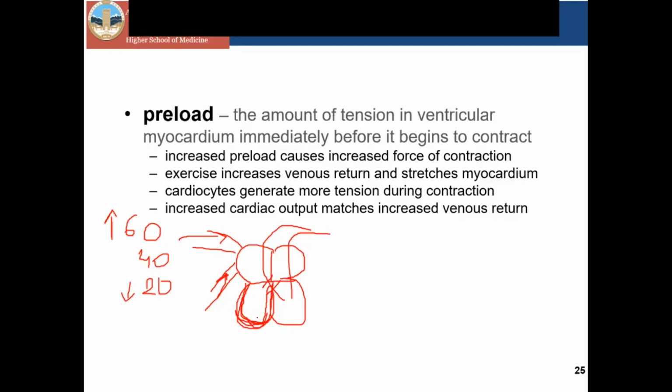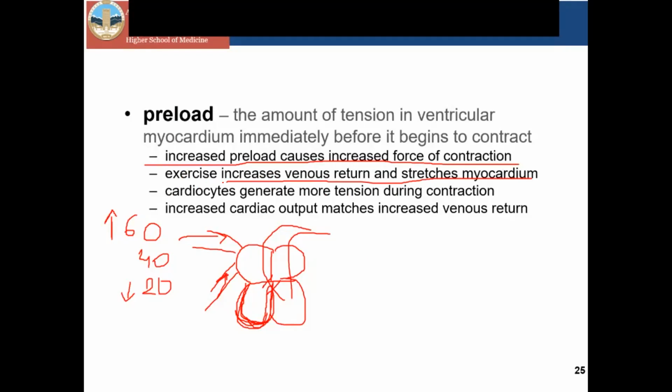It means the tension in the ventricular myocardium increased so much. That is increased preload. It means a harder-working heart, more work for the heart. It's also not good. Okay, we will discuss it in the next slides. What does increased preload cause? Increased force of contraction, exercise, increased venous return, and stretch of the myocardium. This happens because it's connected with this: more blood goes to the heart, so it increases preload.